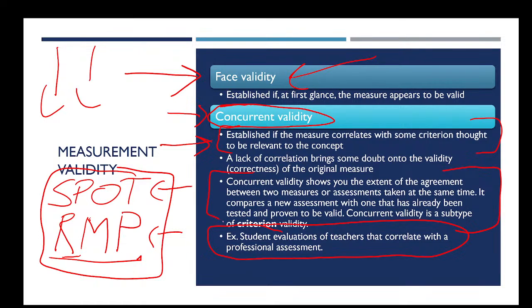Concurrent validity shows you the extent of the agreement between two measures or assessments taken at the same time, which is kind of why I say spot and Rate My Professor, because people tend to rate their professors and do the spots at the end of the semester. Right? They're taken at the same time, and they're two measures or assessments, and so if they're comparable, you can say that they're both measuring the same thing.